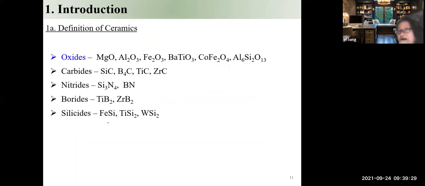Okay, just some general information: like my handphone, most of the handphone, 90% of the materials used in a handphone is ceramics. So you can imagine how important ceramic is in modern technology. Okay, so it is very widely used as one of the materials compared with metals and polymers.